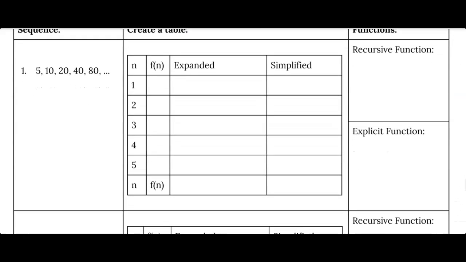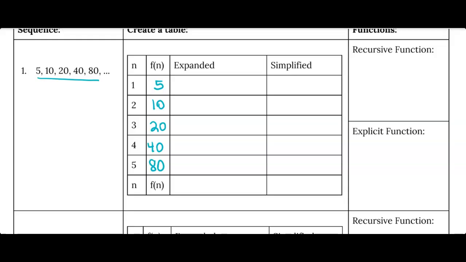So let's look at this table here. So I'm going to just plug my sequence into my table. So f of n, for my first term I have 5, my second term I have 10, my third term is 20, my fourth term is 40, and my fifth term is 80.